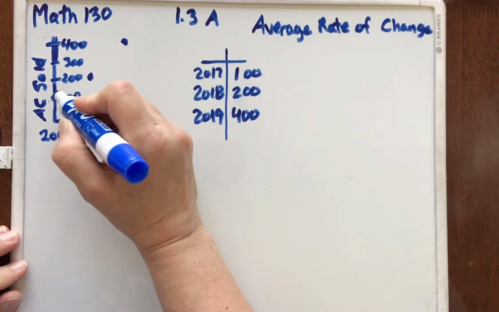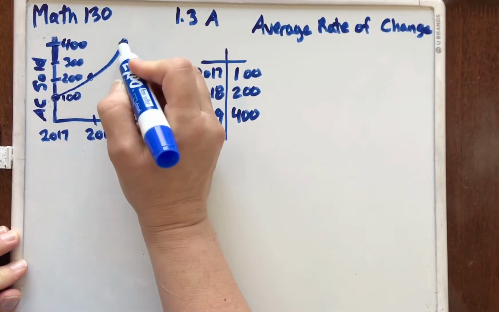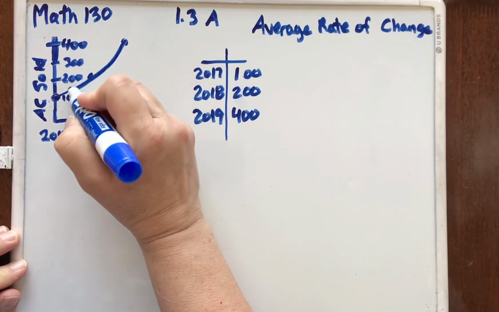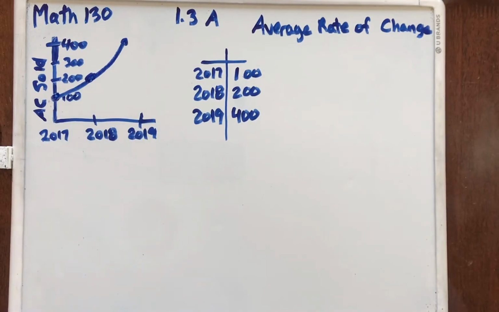Okay, so now we're going to connect this line. And as you can see, it's a curve. It's not a straight line, it's a curve. Okay, we're used to taking the average rate of change with a straight line. That's what we have as the slope. But in this case, we don't have a straight line. But we still can take the average rate of change.